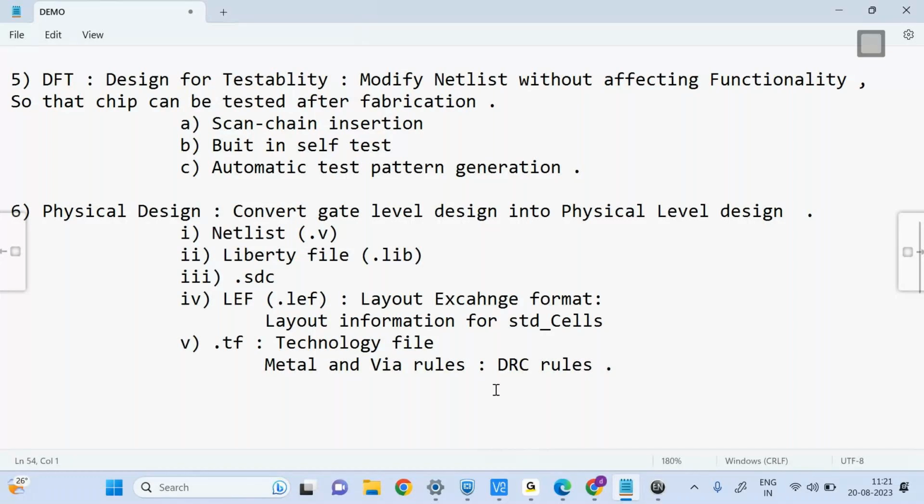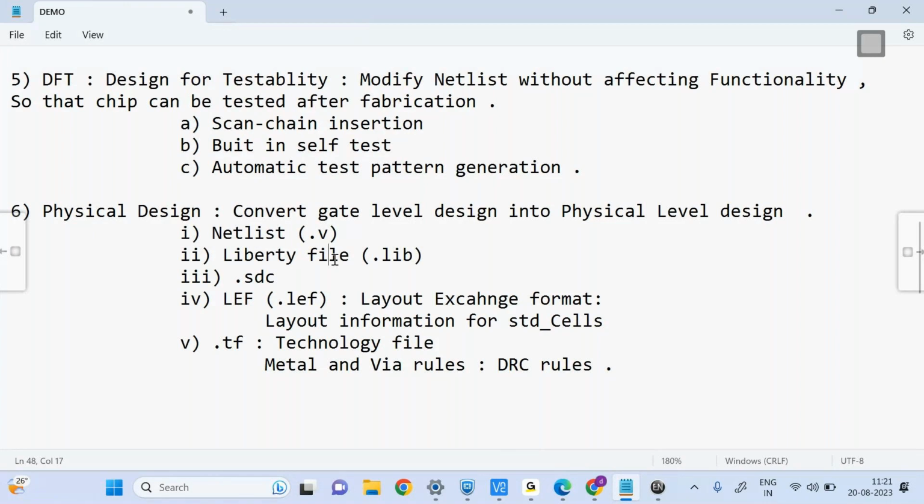This file we get from the foundry. LEF we get from the layout team. SDC we get from the synthesis team; only the synthesis team will write this. Netlist we will get from the synthesis team after going through DFT. Liberty file we get from the library characterization team. There is a team called the library characterization team, and from that we will get these files. So these are all the basic files required for physical design.